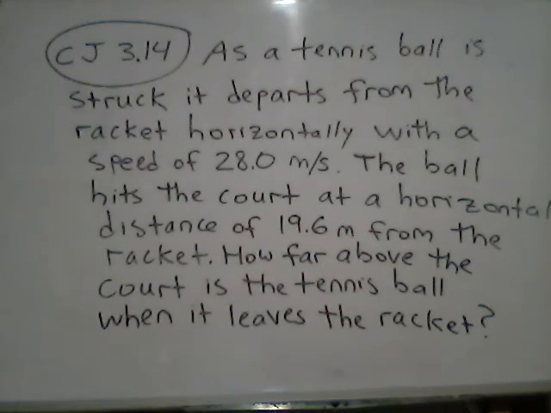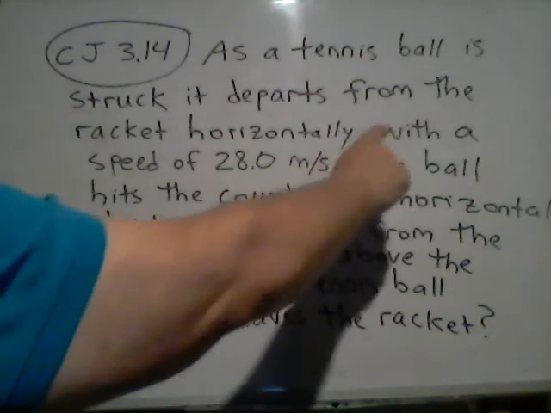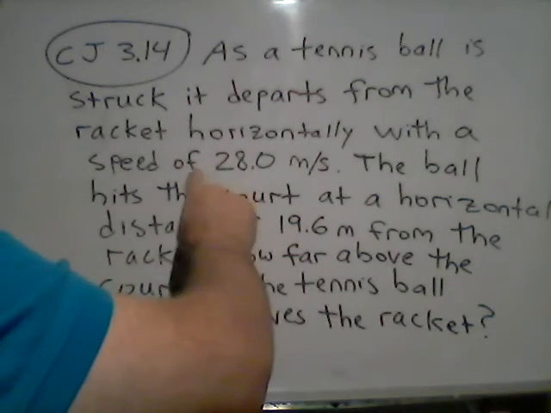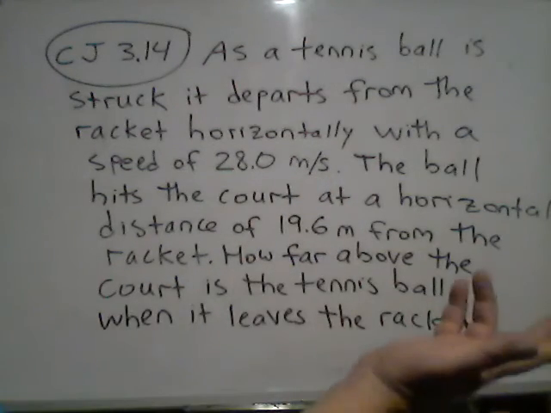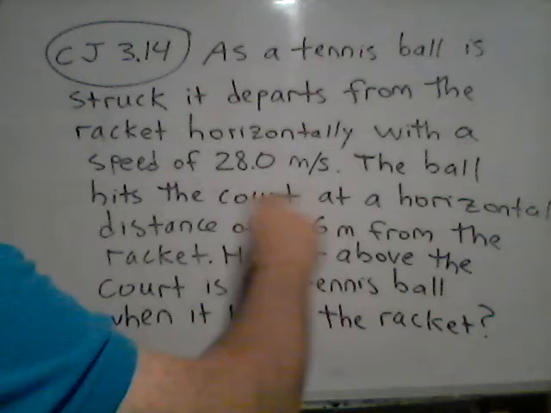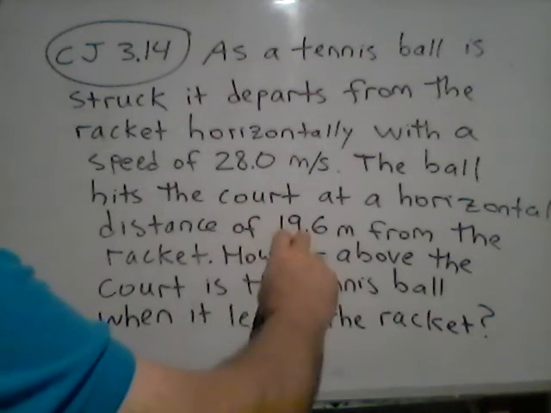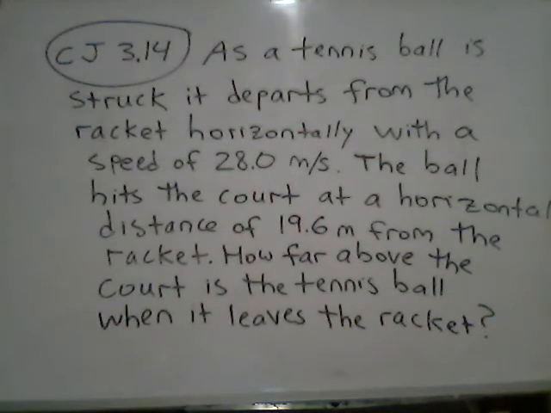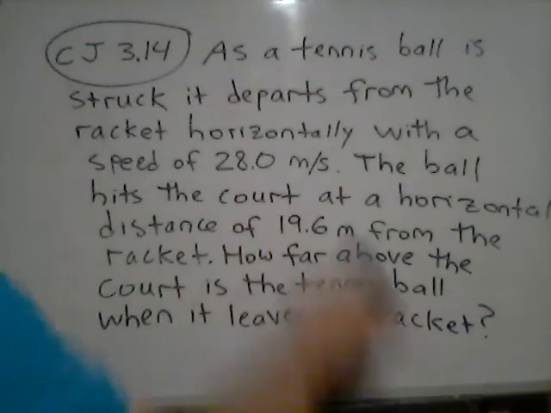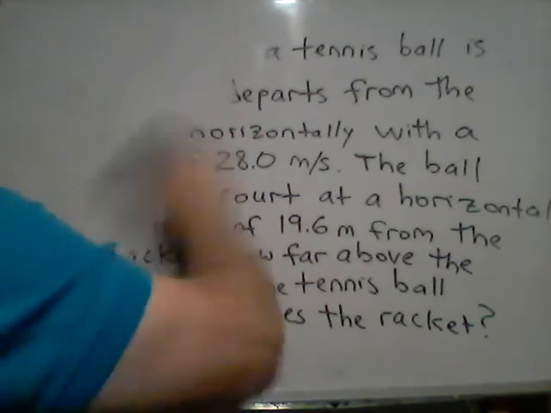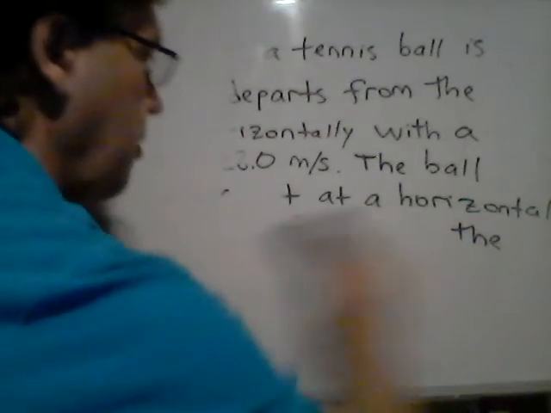Let's get some information off of this. We know that the tennis ball departs with a horizontal speed of 28 meters per second. That's v naught sub x. And it's going to strike the court at a horizontal distance of 19.6 meters. That's x minus x naught. I have to erase this to do the problem, so let's erase this and work it out.